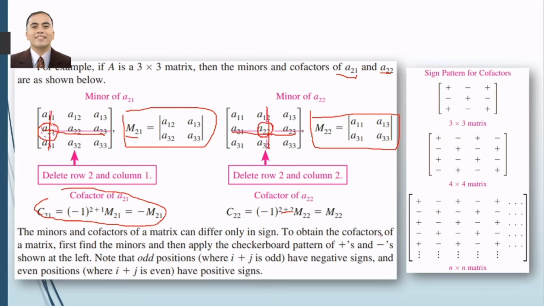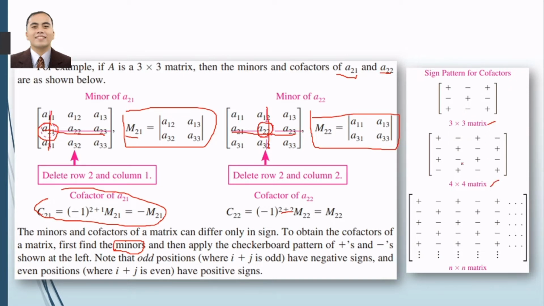To obtain the cofactors of the matrix, first find the minor and then apply the checkerboard pattern of positives and negatives as shown in the right. So this one is the sign pattern for cofactors for a 3 by 3 matrix. So we have positive, negative, positive, negative, positive, negative, positive, negative, positive.